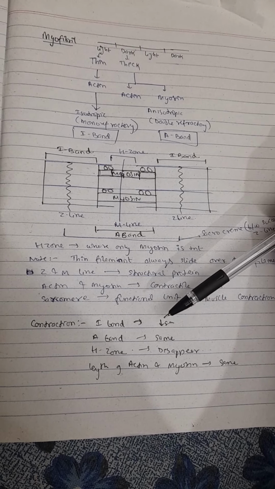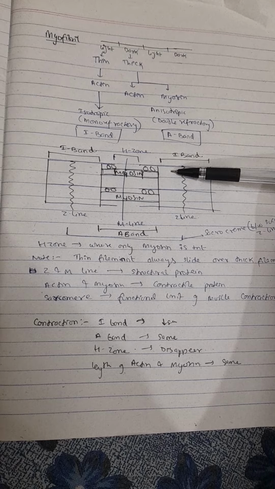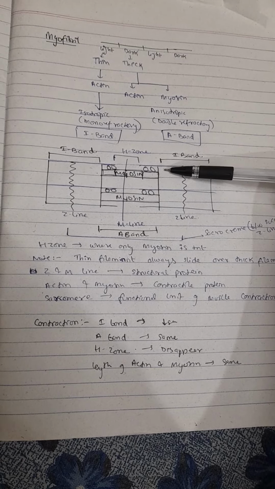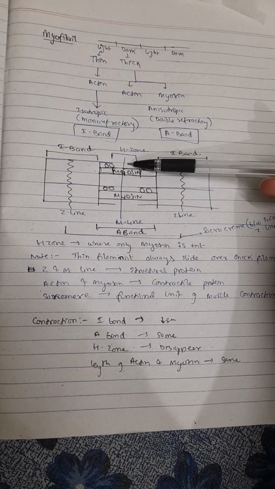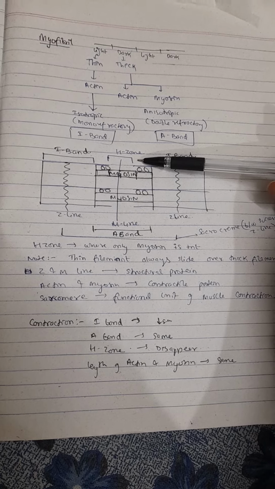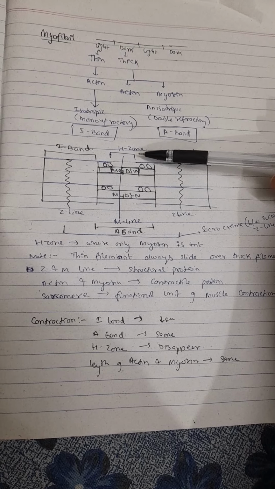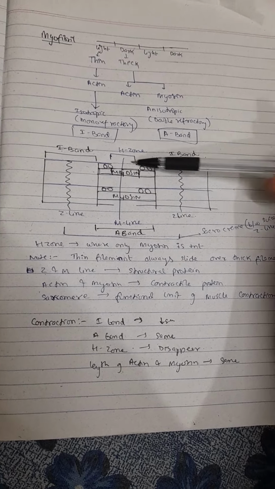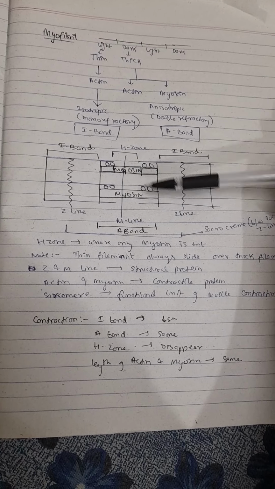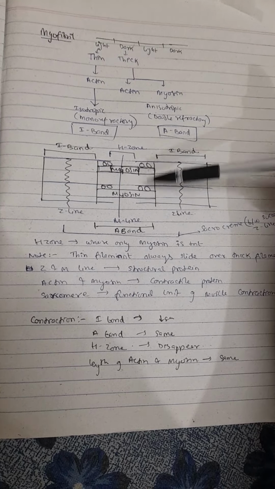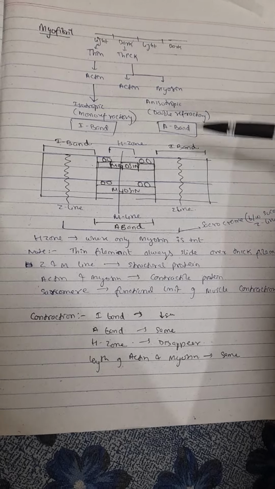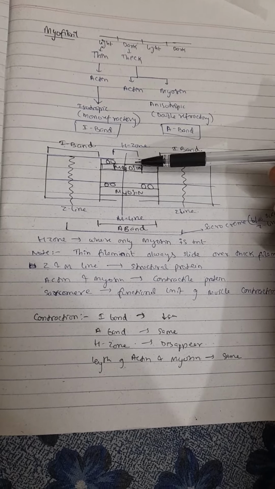Now if we talk about the H zone, then obviously when the I band is coming closer, that means actin is coming closer to this M line, and hence the H zone, which is the zone where only myosin is present, changes. Now actin will also be present, so actin and myosin both will overlap each other, and hence the H zone will disappear. There's no such zone where only myosin is present. Everywhere myosin and actin both are present, hence the H zone disappears.